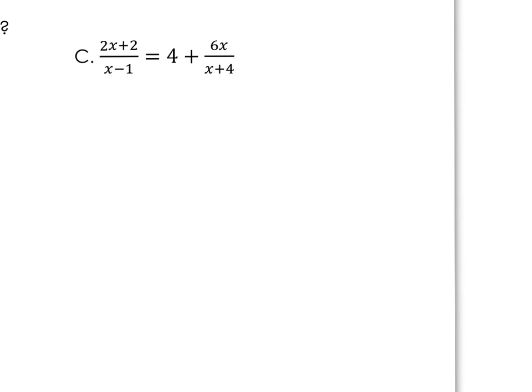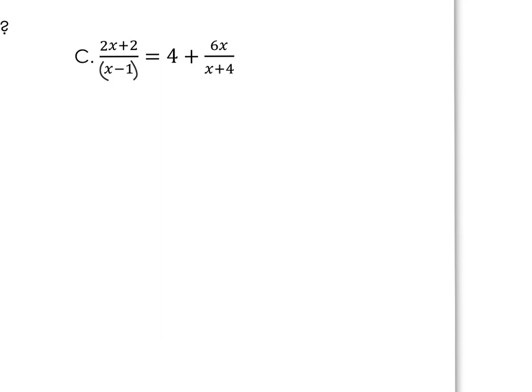Our last example, (2x + 2)/(x - 1) = 4 + 6x/(x + 4). So we know we have to have at least one problem that's going to require a little bit more work. Now step 1, factor the denominator. We actually don't have to do anything with the 2x plus 2 on the top. Usually we would take out that 2, but because we're trying to find the LCM anyway, we're just going to have to multiply it all back together.